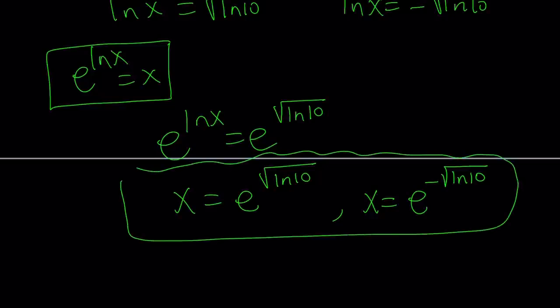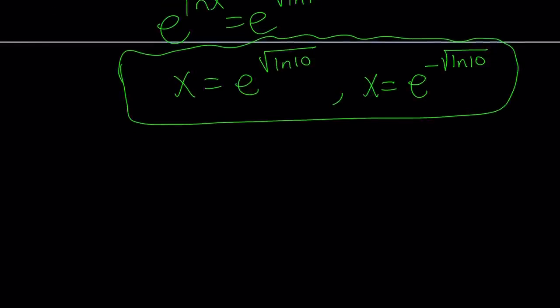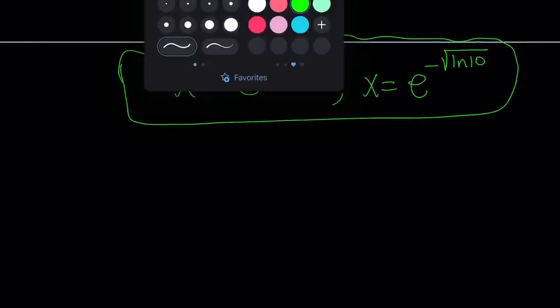So those are going to be the two solutions, and there are only two solutions to this equation. By the way, x mustn't be negative, x must be positive, and it is, because e to the power negative something, e to the power anything is positive because e is positive, right? We have a positive base, so it's all good. All right, so those are the two solutions. And let's go ahead and take a look at the second method.